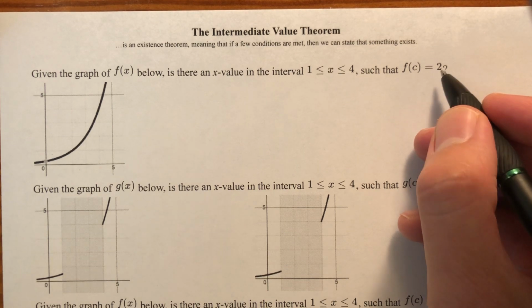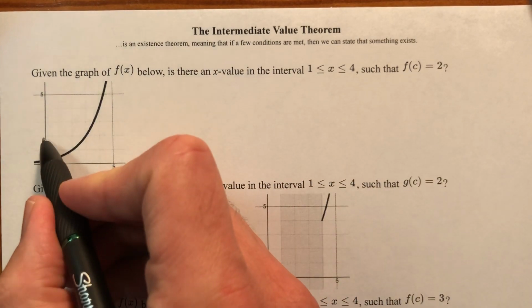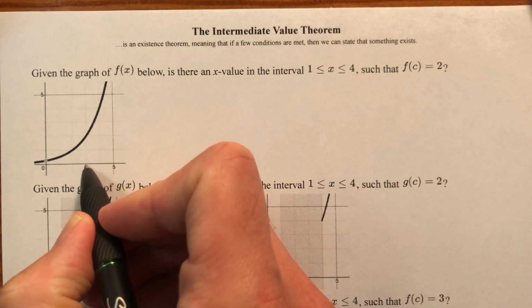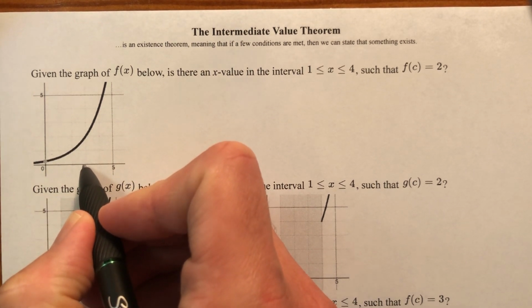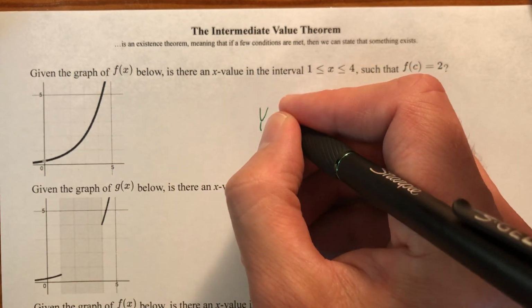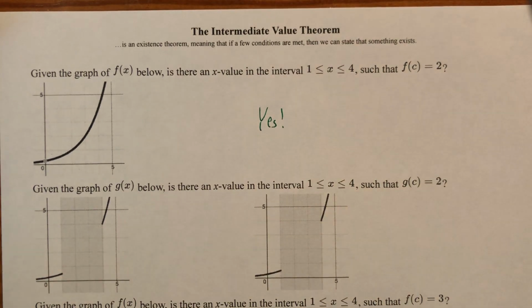Okay, output of 2 means a y value of 2. So up here at 2, there we go, we come over, and there, yes. And the answer is yes. They didn't say what is it. They said, does one exist? Yes, one exists. Man, this is easy.